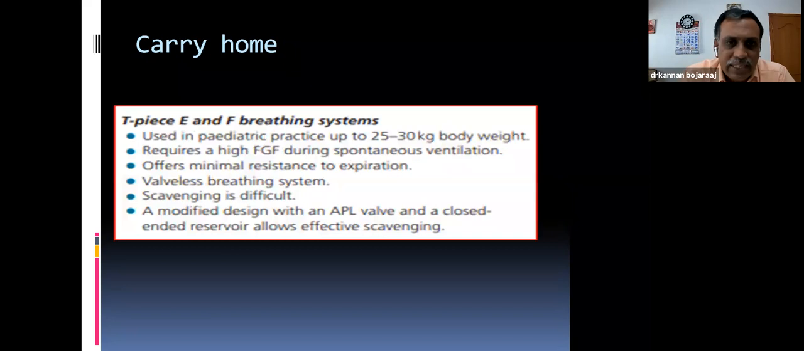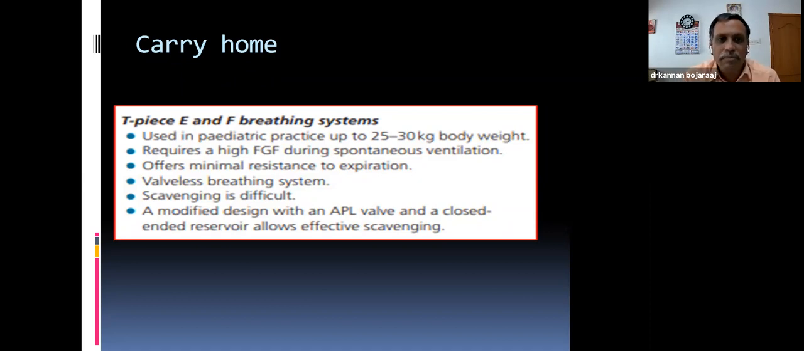Regarding the T-piece, the E and F systems are concerned, pediatric practice up to 25 to 30 kg. Beyond this, we cannot use it. Why? Because we cannot meet the demand of a peak inspiratory flow rate of 30 liters per minute with the fresh gas flow. If the weight of the patient increases, the peak inspiratory flow rate is very high, and we cannot give it at all.